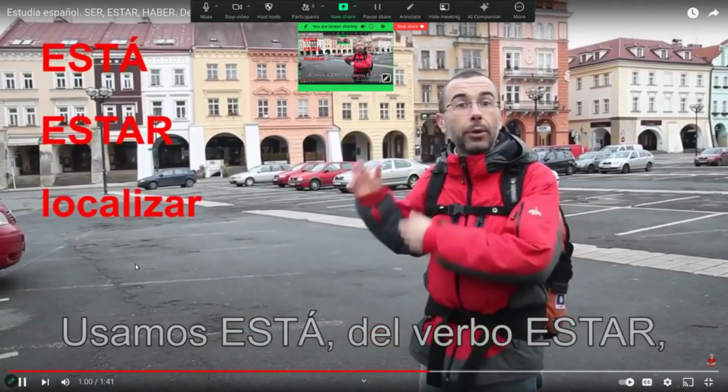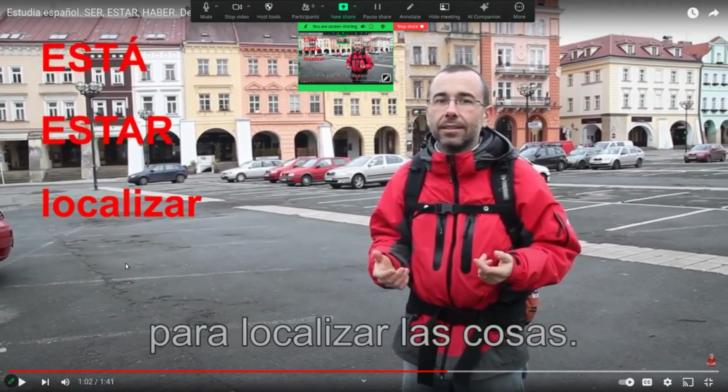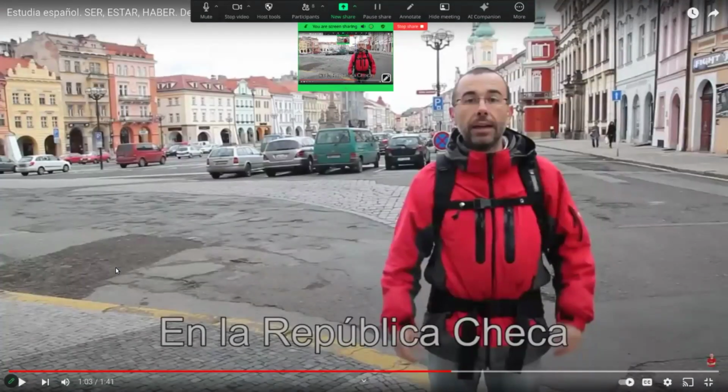Usamos está del verbo estar para localizar las cosas. To put a pin in a place, yeah? To put it in a place. To locate things. Cosas are things. We can use it to talk about people or things.